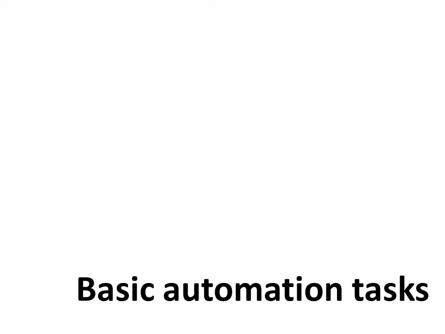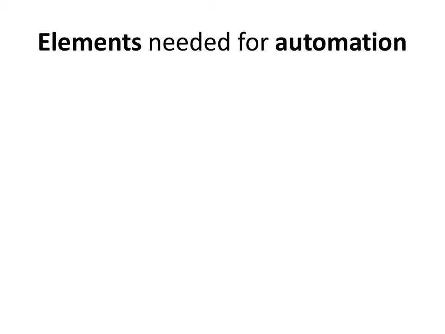Hello, today we're going to learn about basic automation tasks. Basic automation tasks are the ones that use sensors and actuators to automate a simple task. First of all, let me remind us a little bit about the elements needed for automation.